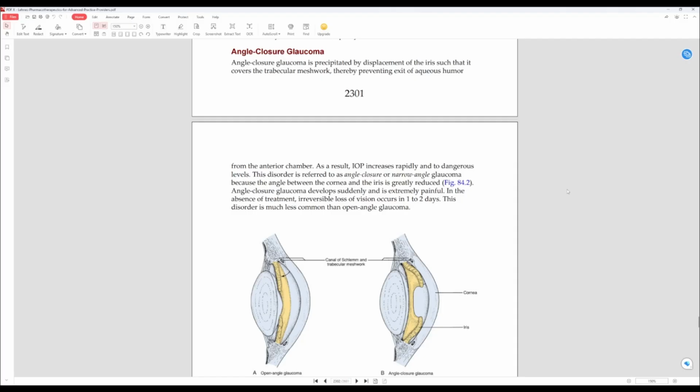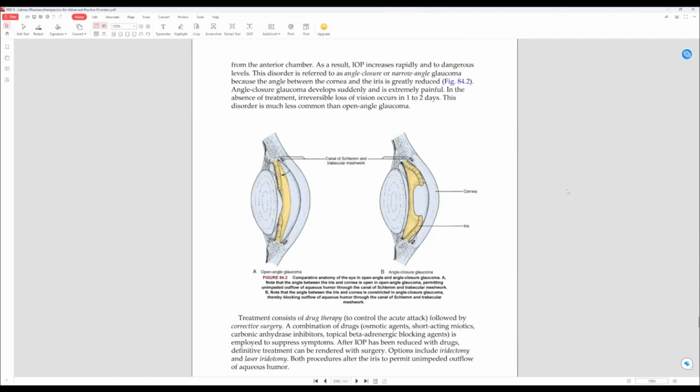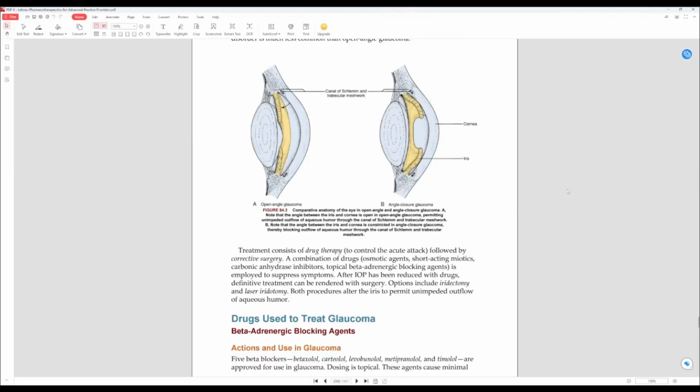This disorder is referred to as an angle closure or narrow angle glaucoma because the angle between the cornea and the iris is greatly reduced. Angle closure glaucoma develops suddenly and is extremely painful. In the absence of treatment, irreversible loss of vision occurs in 1 to 2 days. This disorder is much less common than the open-angle glaucoma. So here is a picture version of the comparative anatomy of the eye.